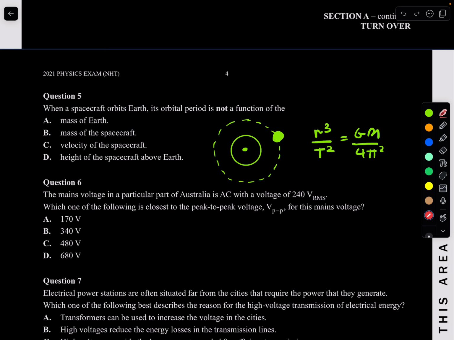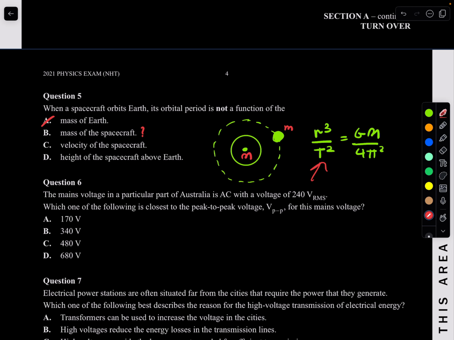Okay, it says the mass of the Earth. Remember, this is your big M, not your little m. So this is your mass of the Earth, which is this big M, and this is little m right here. So yes, the mass of the Earth is a function of the orbital period, so that's wrong. B, the mass of the spacecraft, I can't see anywhere here that the mass of the spacecraft is used to calculate the period. It's not an actual function. So I'd put a question mark, which looks wrong, to be honest.